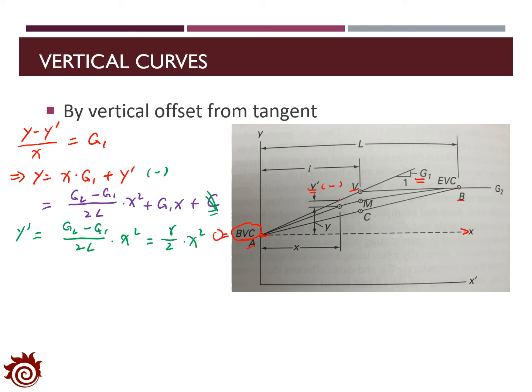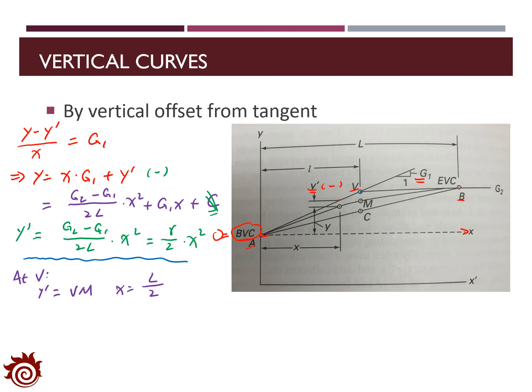And then with this formula, we can find the value of y prime at the vertex, which is point V. So at V, we have y prime equal to Vm. And also we know that Vx will be half of the capital L, which is the horizontal distance from the initial point to the end point, that is AB.